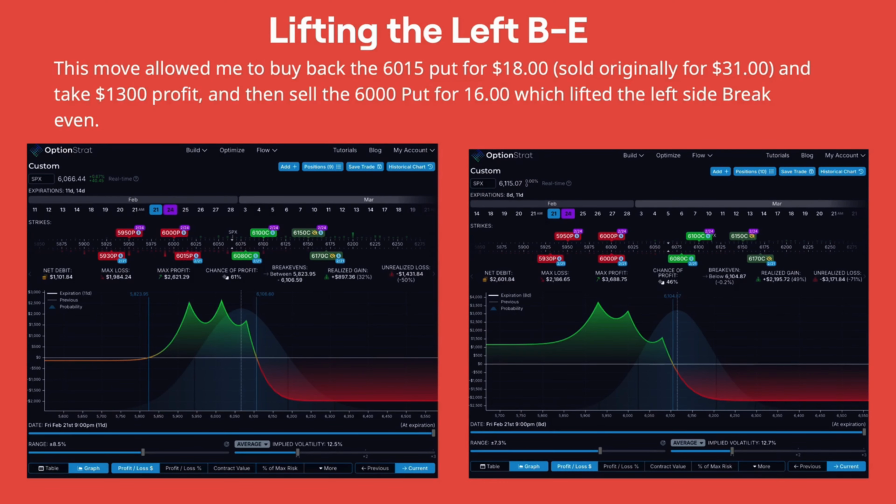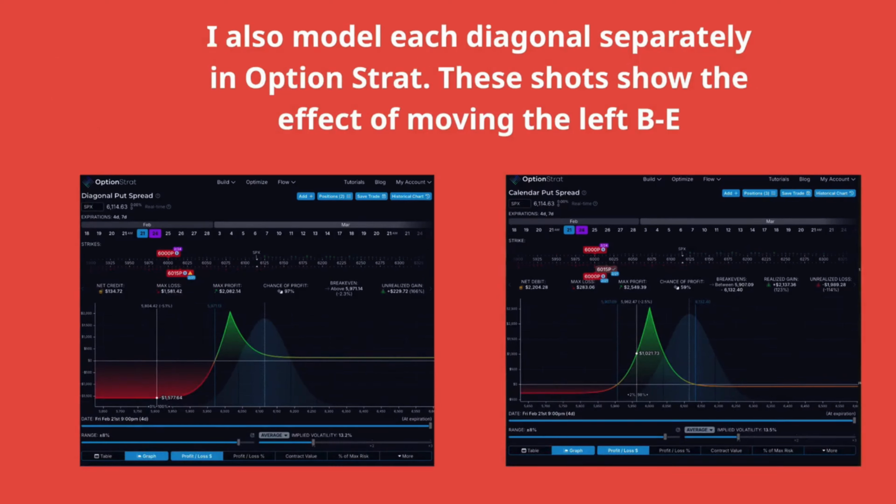This is what I was just talking about, lifting the left break even. So this move allowed me to buy back the 6015 put for $18, which had originally sold for $31, so I took $1,300 profit, and then sell the 6000 put for $16, which lifted the left side break even. I also model each diagonal separately in OptionStrat, and these shots show the effect of moving the left break even.